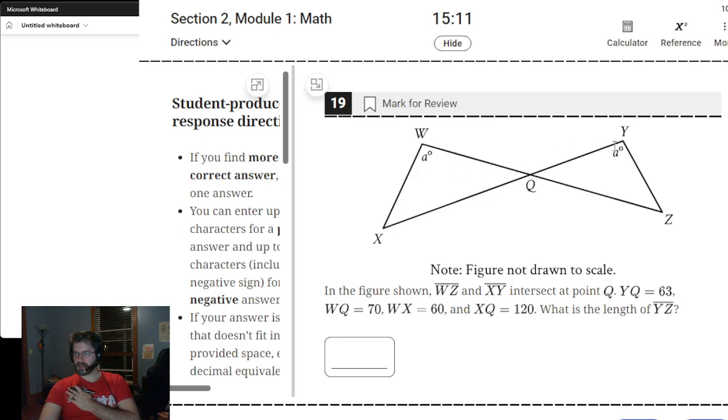Okay, we've got two congruent angles there. WZ, XY, WZ, XY, YQ equals 63.